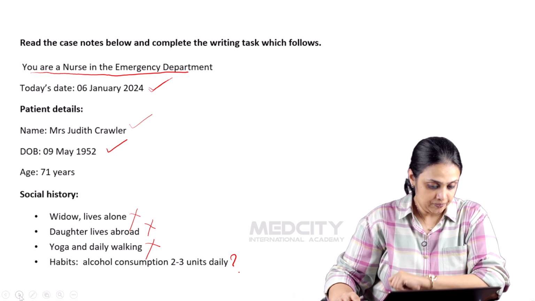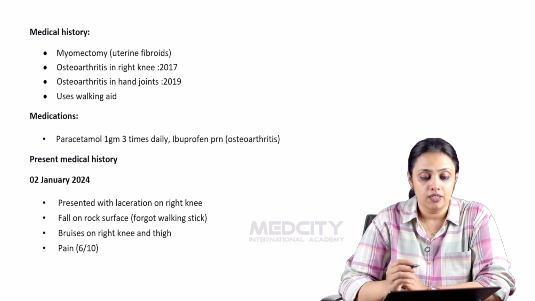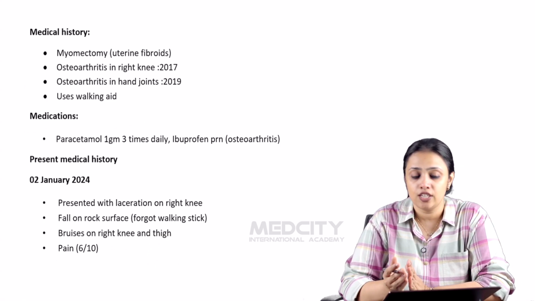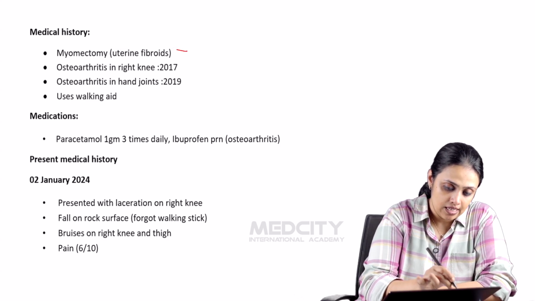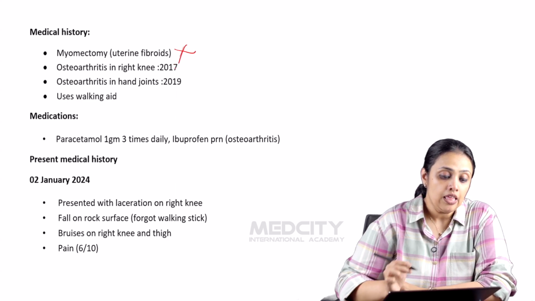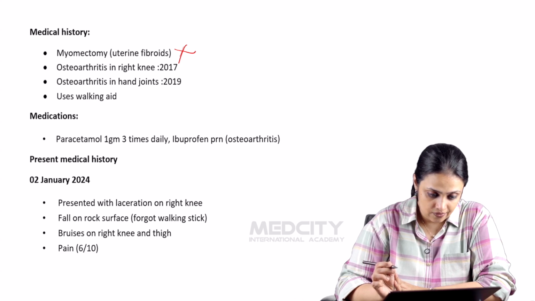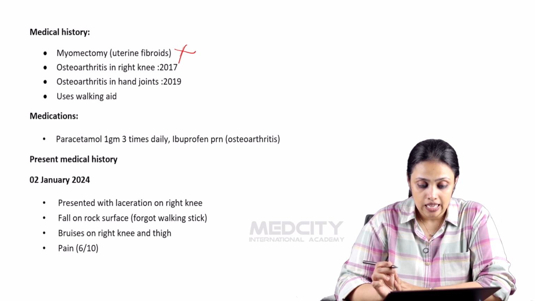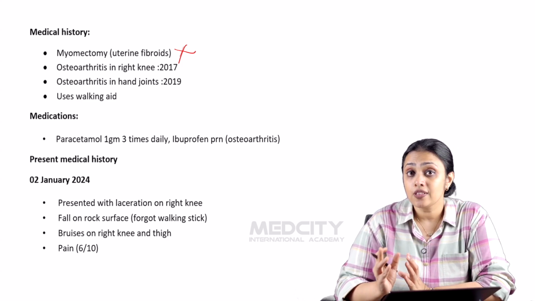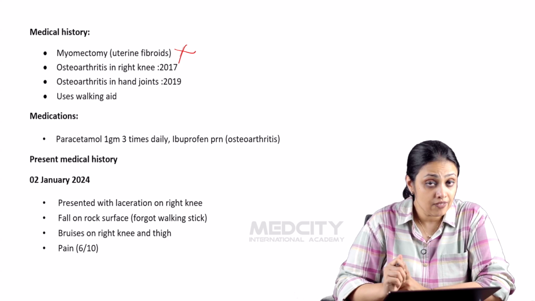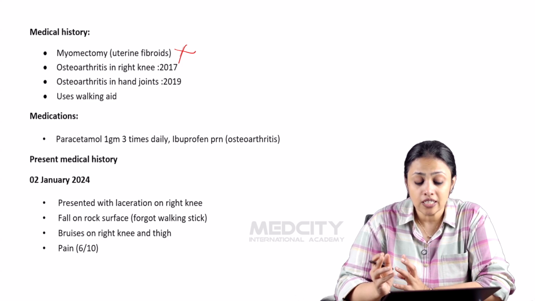Now moving on to the medical history. The first point is myomectomy due to uterine fibroids. It has no association with the current status of the patient, so it can be considered irrelevant. Then osteoarthritis in right knee, diagnosed in 2017, and osteoarthritis in hand joints, 2019. Towards the end of the case note, during the 5 minutes of reading time, we would have identified that the patient has a wound on her knee.